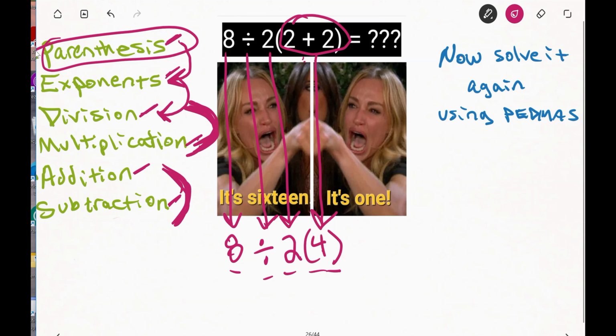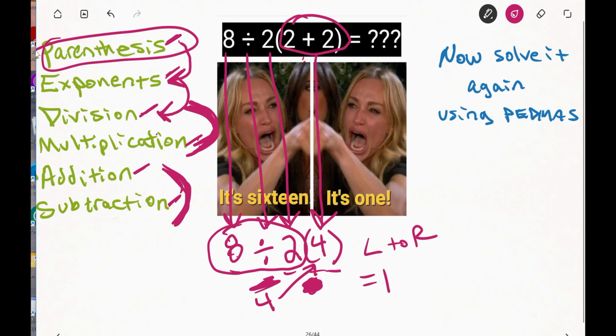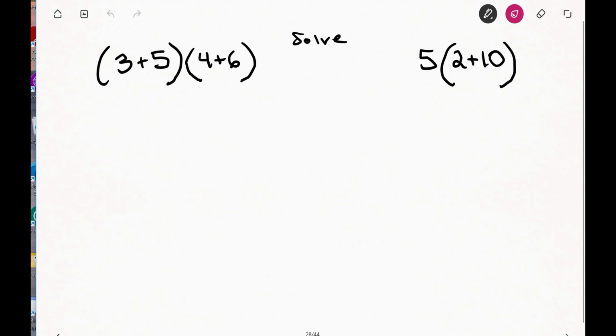But division, can any division be done? And can any multiplication be done? Yes, because this is division, and 2 times right outside of a parentheses, that's multiplication. But we go left to right. So we got to do the 8 divided by 2 first. So 8 divided by 2 is 4. And then 4 times 4 is 16. Because of PEMDAS.